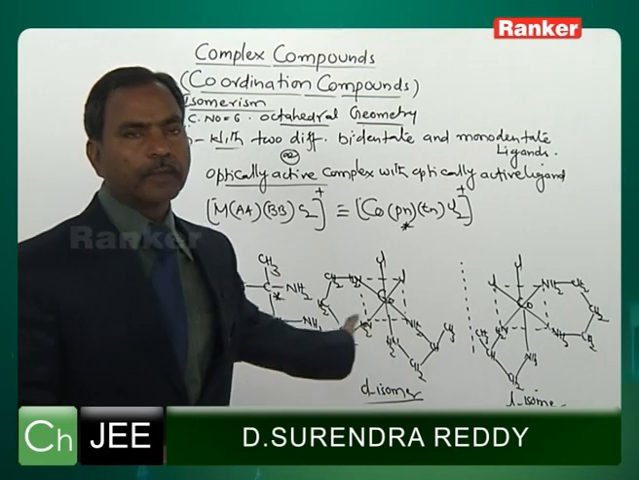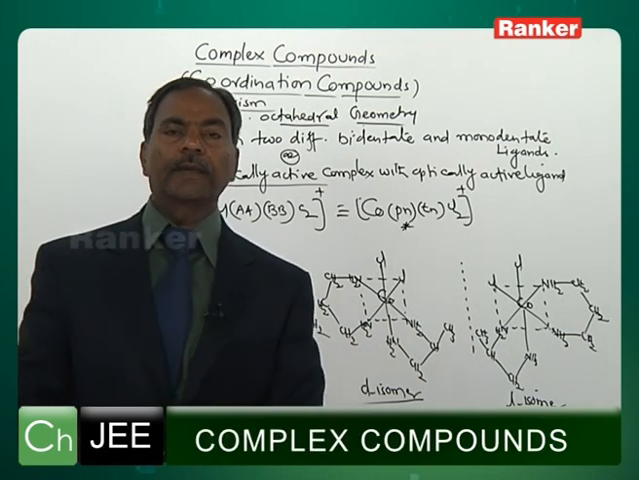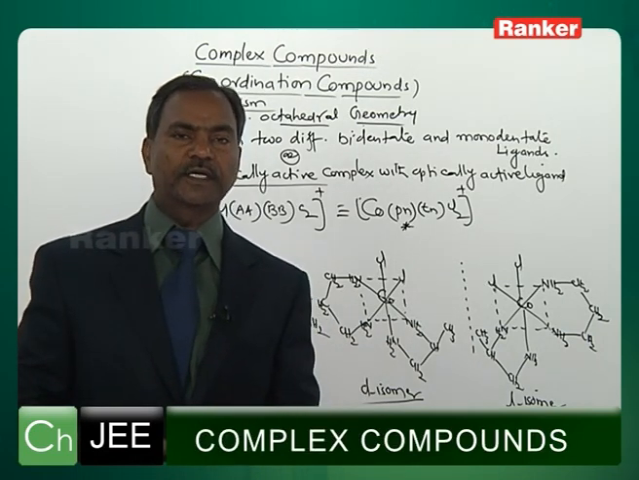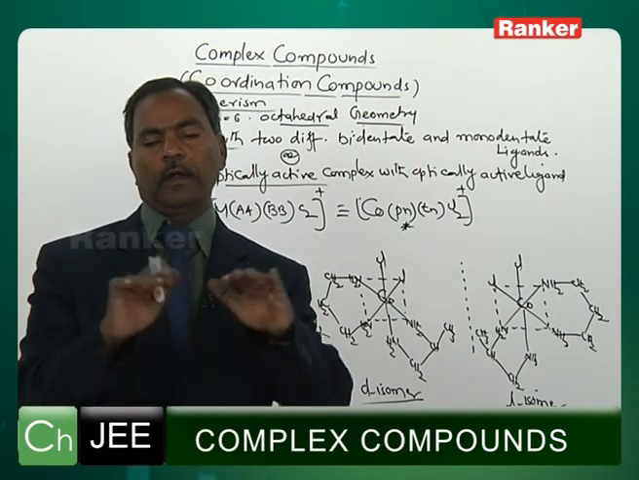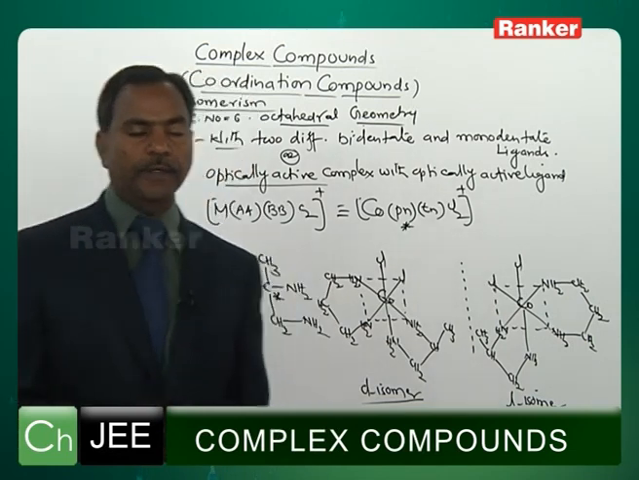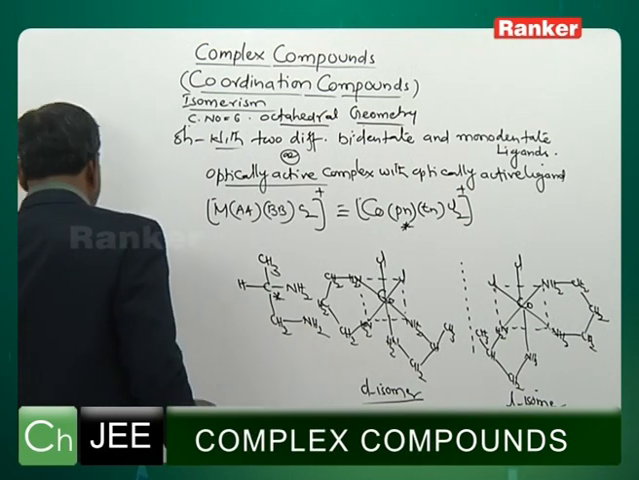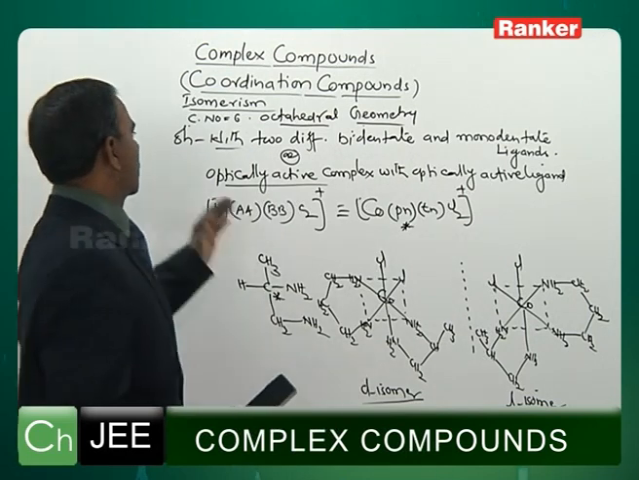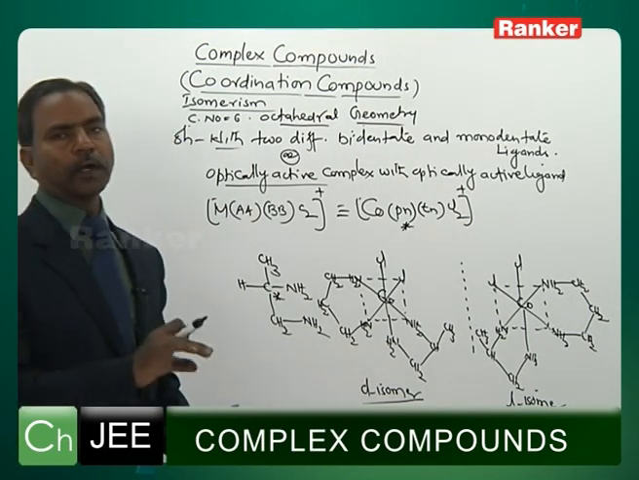As we have taken, pn is what? An optically active ligand, as it is carrying what? An asymmetric center. The ligand is optically active, but the overall complex is also optically active. Next we see octahedral geometry with only bidentate ligands.